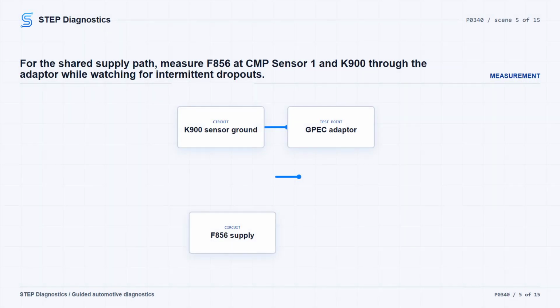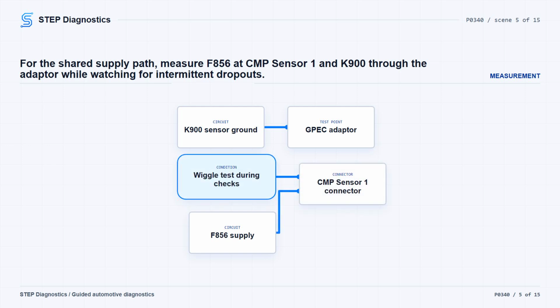If the path sends you into the shared cam sensor supply and ground checks, remember this fault can be intermittent. Wiggle the harness and connectors while you test because a momentary dropout may be the whole problem. Key off, disconnect CMP sensor 1, key on and measure the F856 5-volt supply at the CMP sensor 1 connector. The expected range is between 4.8 and 5.2 volts. If it is not in that range, repair the F856 5-volt supply circuit for an open or shorted circuit, then verify the repair.